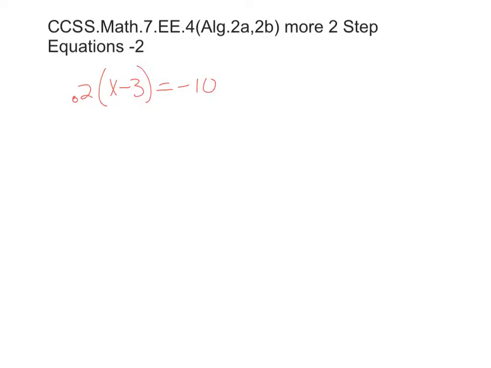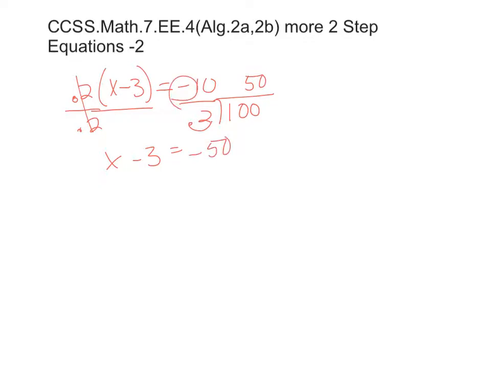So in this case here, you might just want to divide by 0.2 because you can divide that on both sides. And when you do that, it's a little bit different than what we've been doing, but we can do it this way. x minus 3 equals, and this would be stop, drop, divide, so move your decimal, it would be 50, and it's a -50 because we have a negative here.